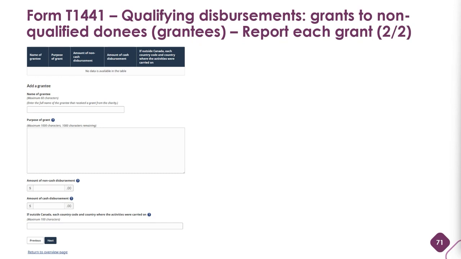Under If outside Canada, each country code and country where the activities were carried on, enter each country code and country where the grant activities are carried on, using the list of country codes in the T3010 completing the registered charity information return. If the grant activities for a single grant take place in more than one country, enter the country codes and countries in alphabetical order, separated by a comma.